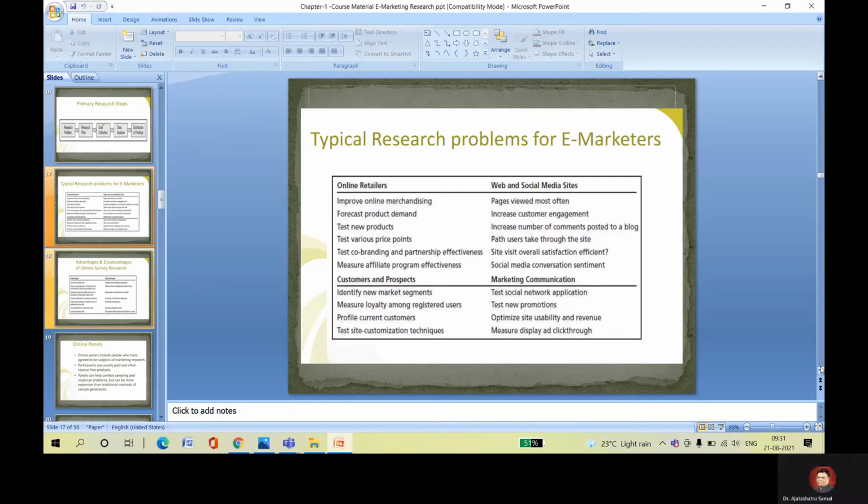Okay, customers and prospects: identify new market segments, measure loyalty among registered users, profile current customers, test site customization techniques. Next, test core social media applications, test new promotions, optimize site usability and revenue, measure display ad click-through. So these are under marketing communication.